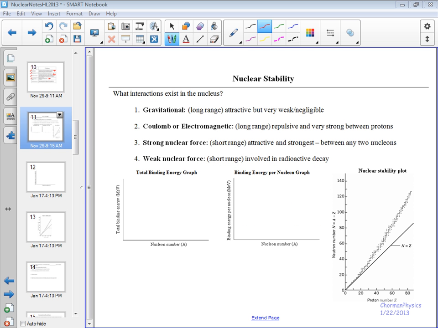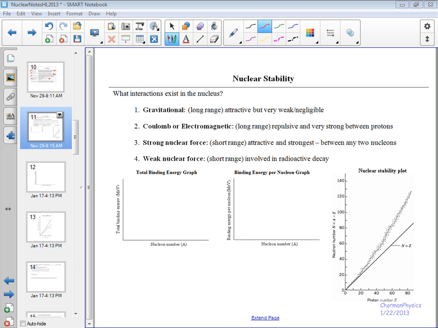Now, let's talk about what exactly is happening in this nucleus. There are 4 forces in nature. You need to be familiar with all of these. We've studied the gravitational and electromagnetic force at length. The 2 forces we have not touched are the strong nuclear force and the weak nuclear force. We won't get into the weak nuclear force because it deals with beta decay. It's just beyond the scope of this course. But I do want to talk about the strong nuclear force.